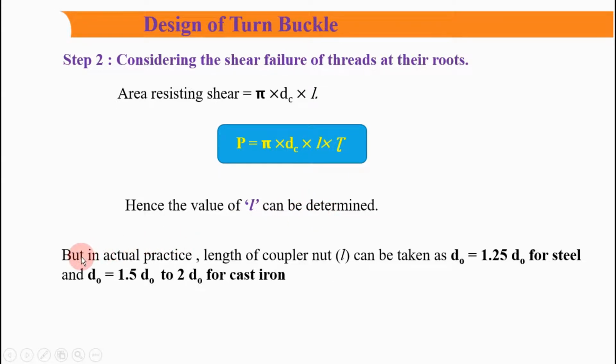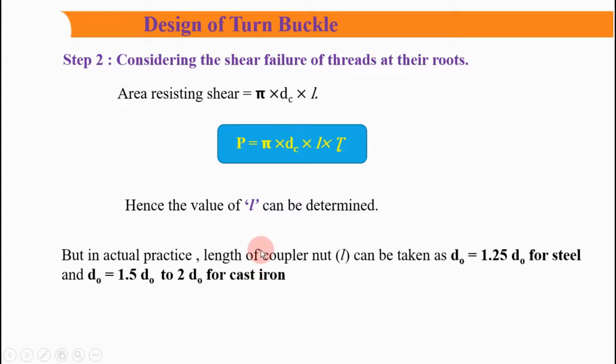But what is written here, please see. In actual practice, the length of coupler nut L can be taken as 1.25 times DO for steel, and 1.5 times DO to 2 times DO for cast iron. See guys, once you have calculated the value of L, we need to change this found value according to standard empirical relations. The length of coupler nut we need to take as 1.25 DO for steel material, and for cast iron materials we need to take 1.5 DO to 2 DO.